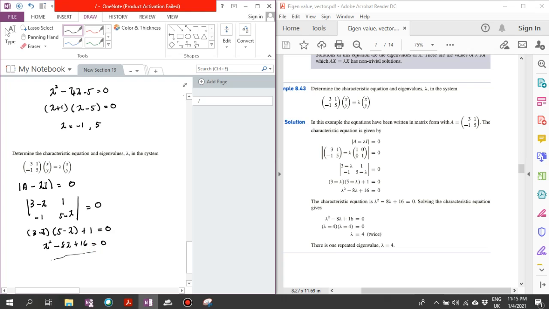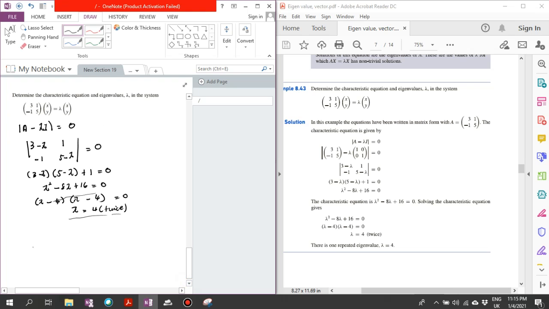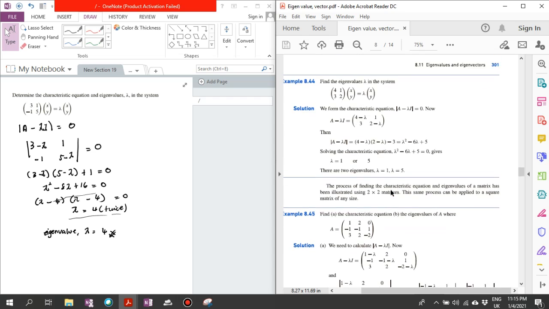From here you can factorize this to lambda minus 4 and lambda minus 4 equal to 0. So your lambda will be 4. You have it twice. So your eigenvalue of lambda is equal to 4. Okay, this is for eigenvalue.